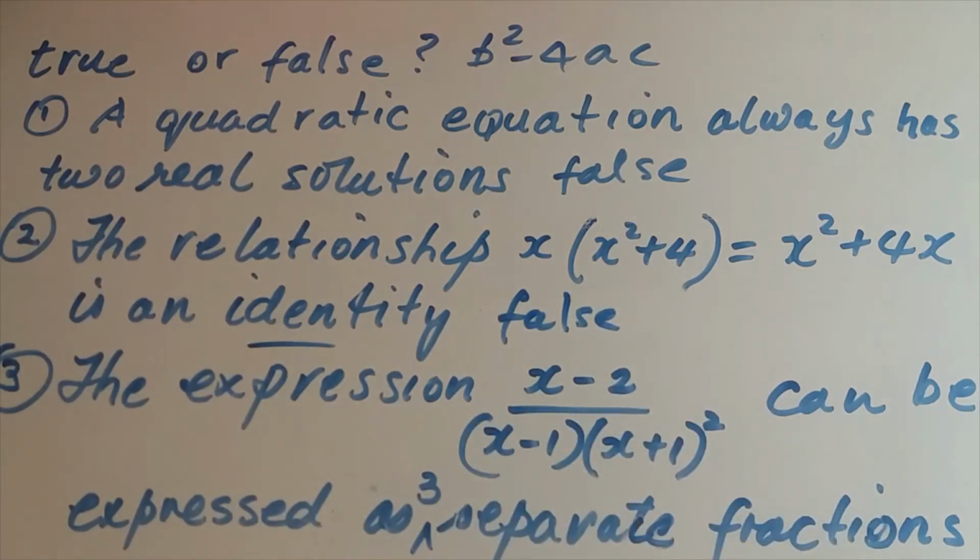And lastly, we have the expression here, and we want to know if it can be expressed as three separate fractions. Well, it'd be intuitive to see that x add 1 squared can be expressed as x add 1 times x add 1. So that will give us three expressions in the denominator, which confirms that we can express this fraction as three separate fractions.